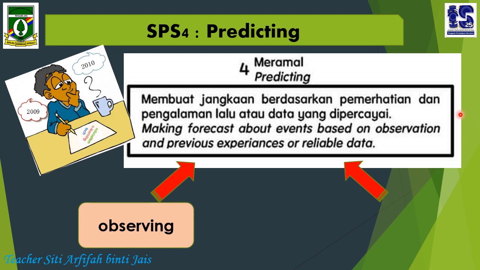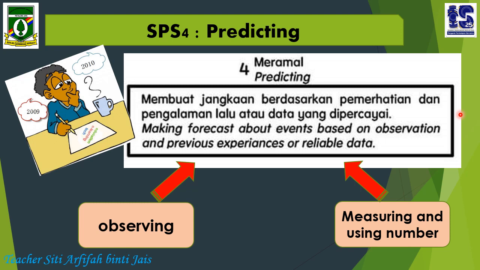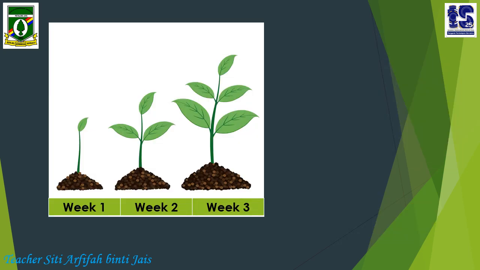First, observing process. Secondly, measuring and using number. So, it means all these science process skills are related to each other. Look at this situation. This is a chart that shows the stages of plant growth from week 1 to week 3. Can you please observe the plants. Can you identify the number of leaves?